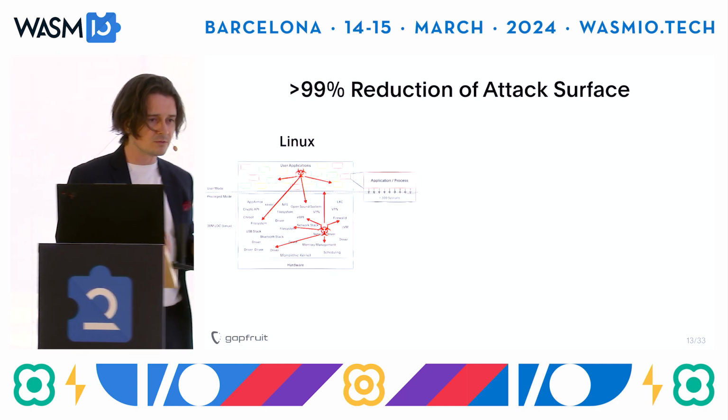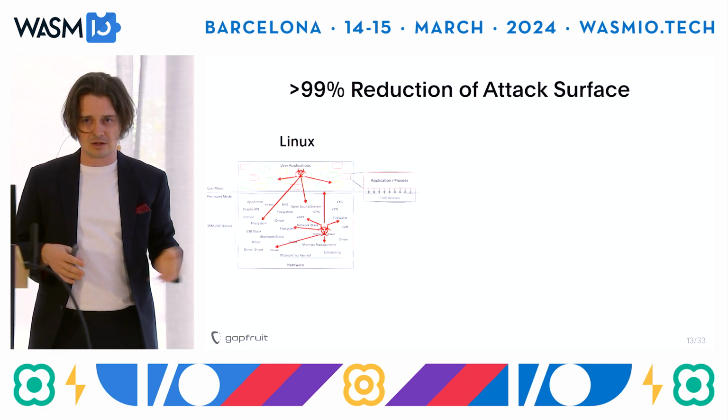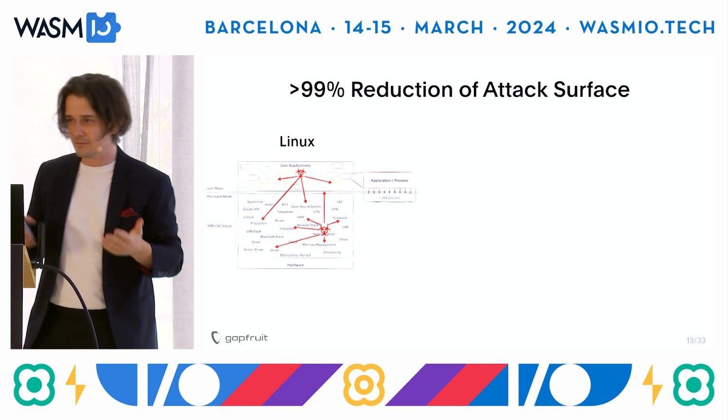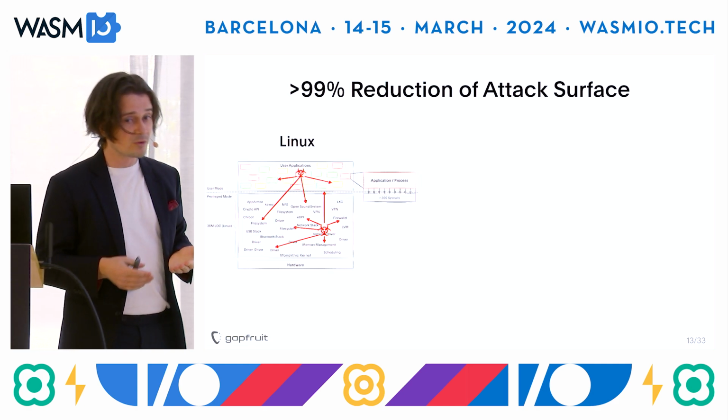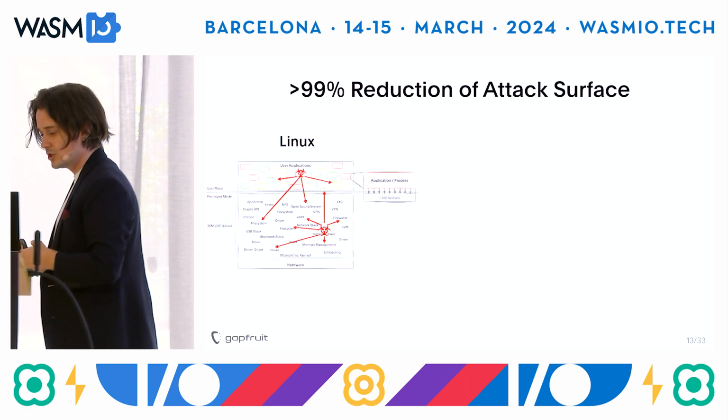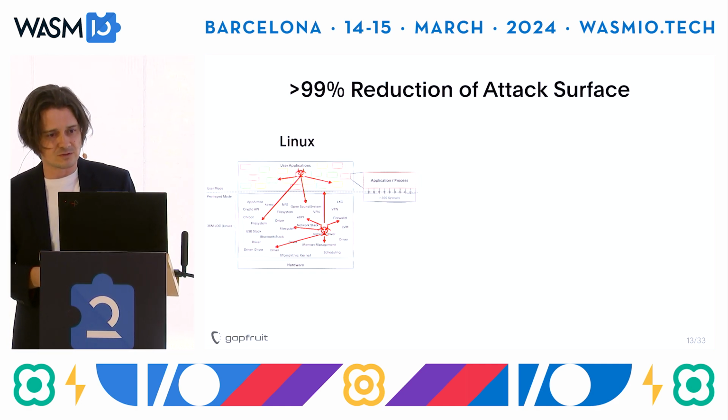So there are ways to mitigate this, right? There is seccomp and stuff like that. But this is actually where WASI plays a major role, because with WASI, you explicitly grant the access to the system, which limits the attack surface significantly.